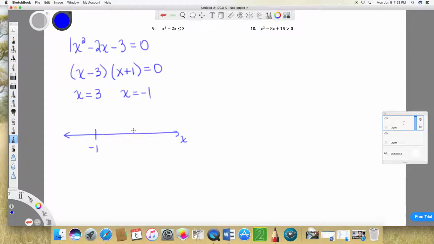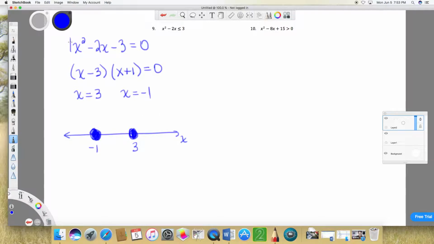Negative 1 is to the left of positive 3. So my first decision about my solution set is whether to include these critical points. I look to the inequality that was given. It's less than or equal to. It has that equal to portion. Since that arrow is underlined, I'm going to include these in my solution set.